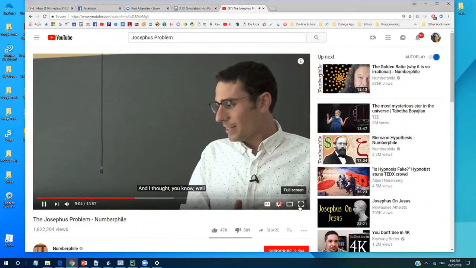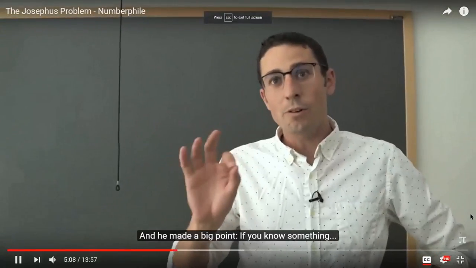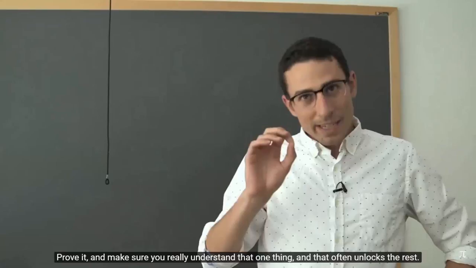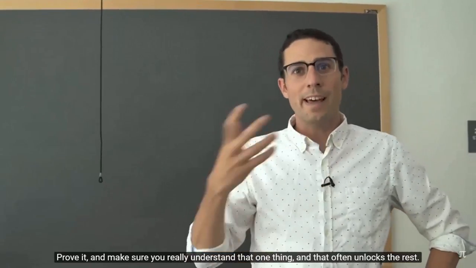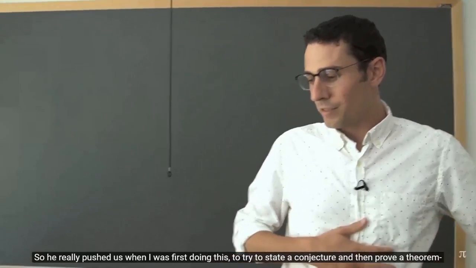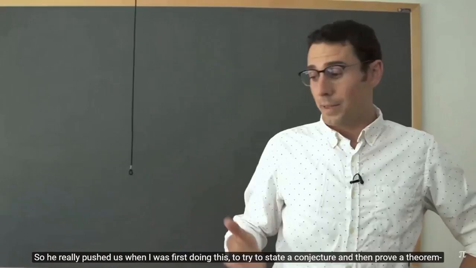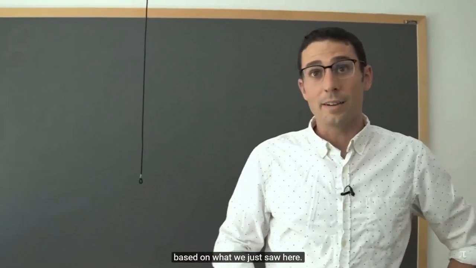Okay. And I thought, well, I don't know what the general answer is yet. And he made a big point: if you know something, prove it and make sure you really understand that one thing. And that often unlocks the rest. So he really pushed us when I was first doing this to try to state a conjecture and then prove a theorem based on what we just saw here. And so that's what I want to do.